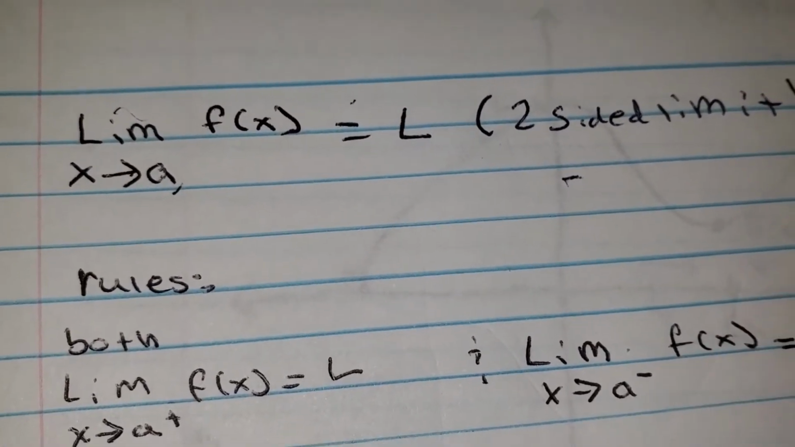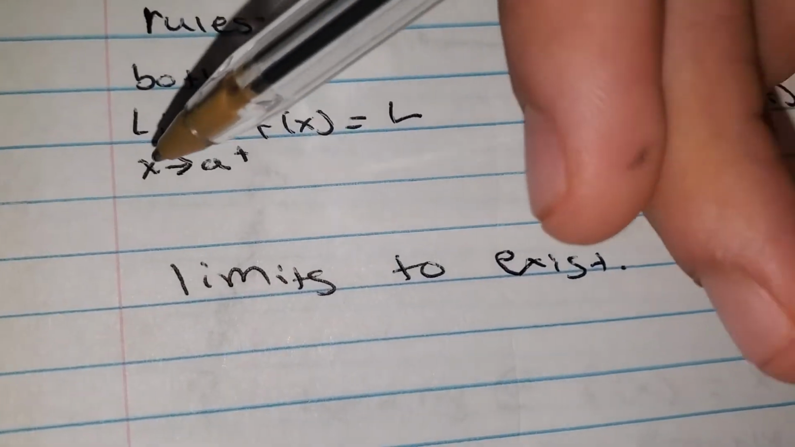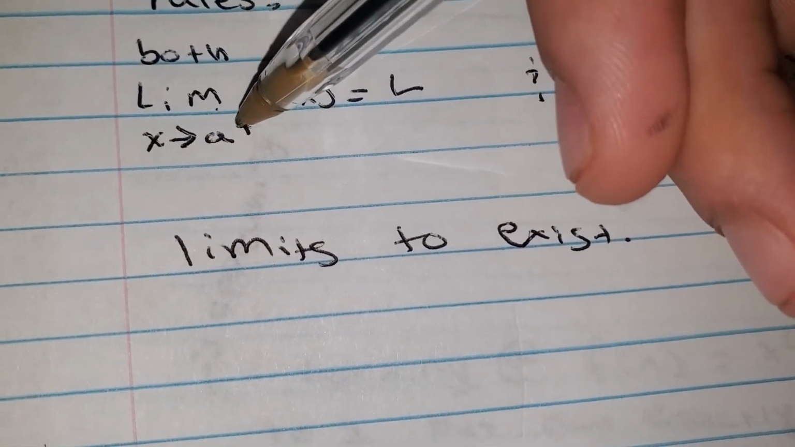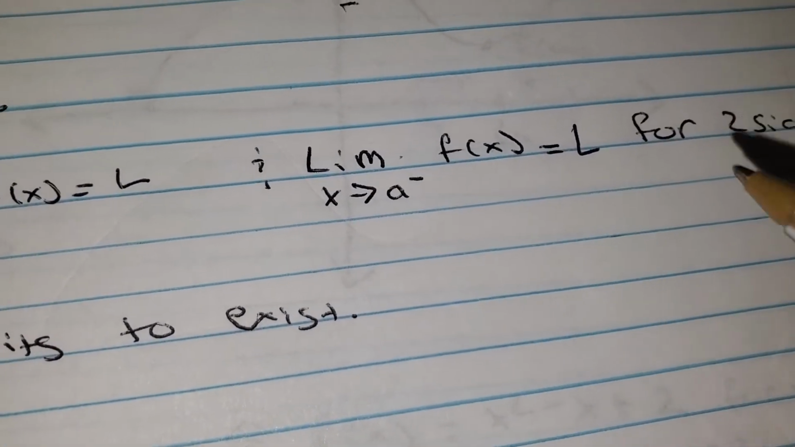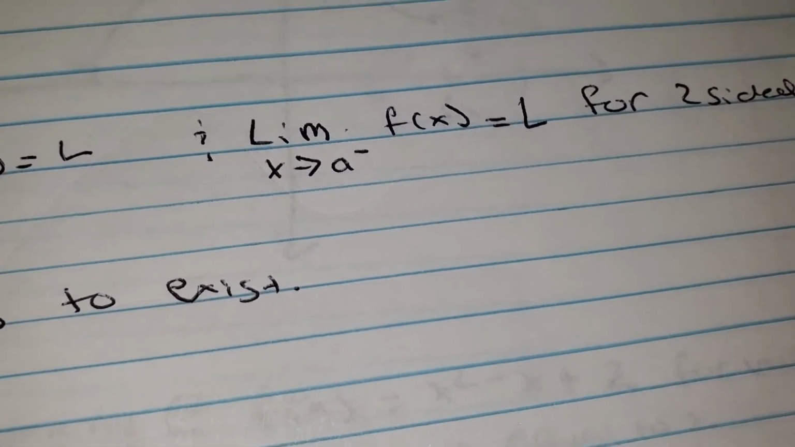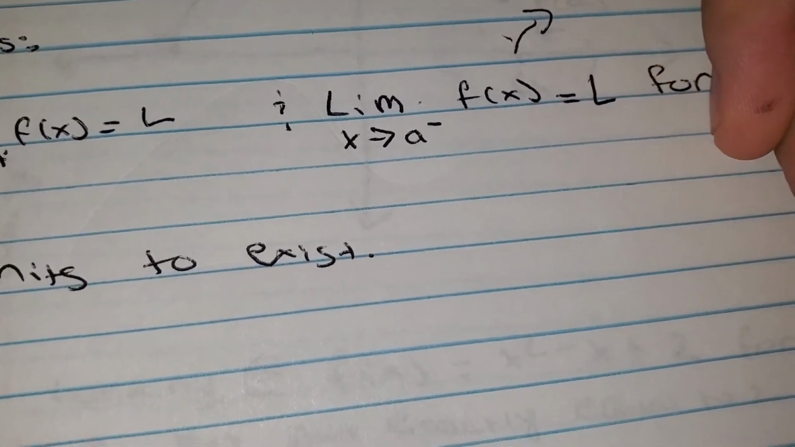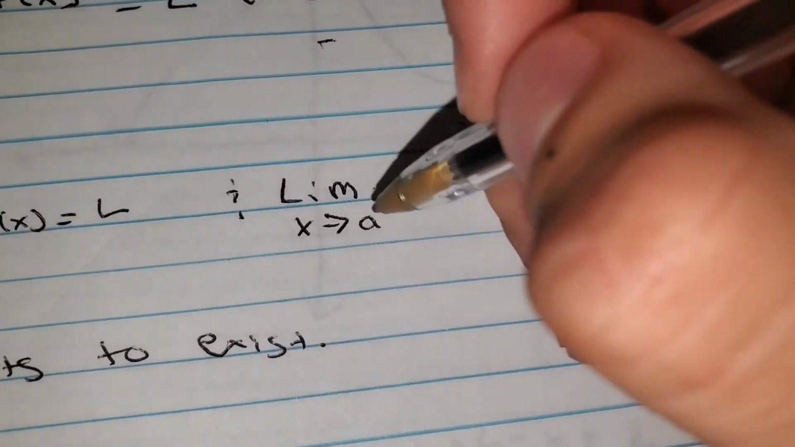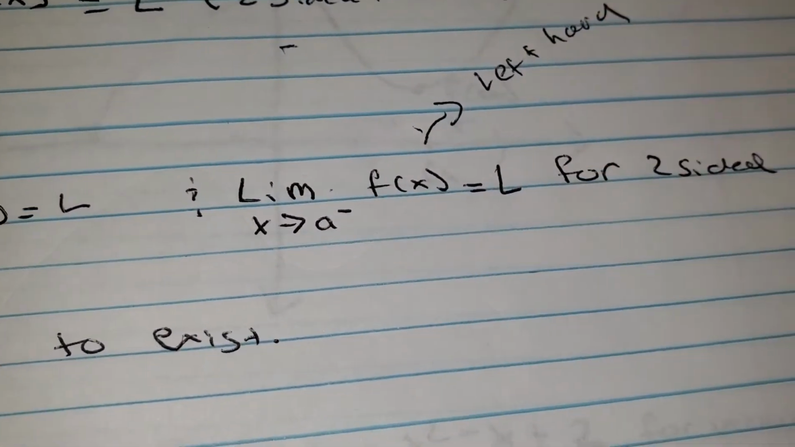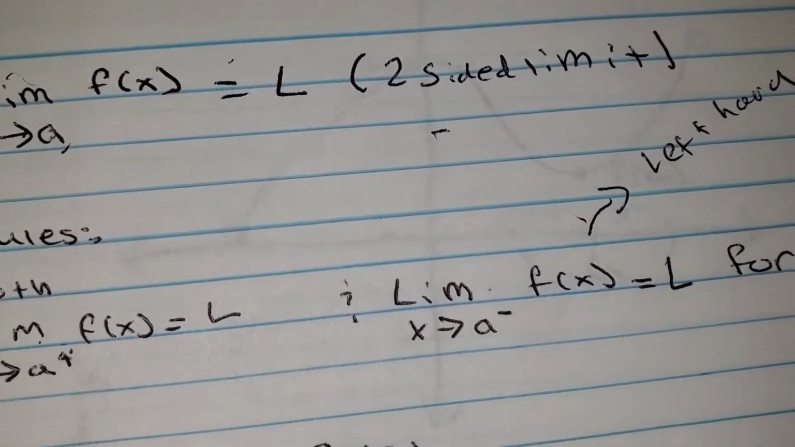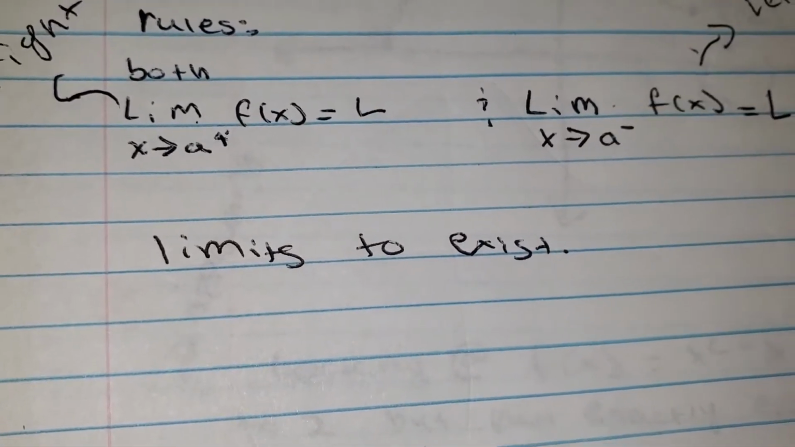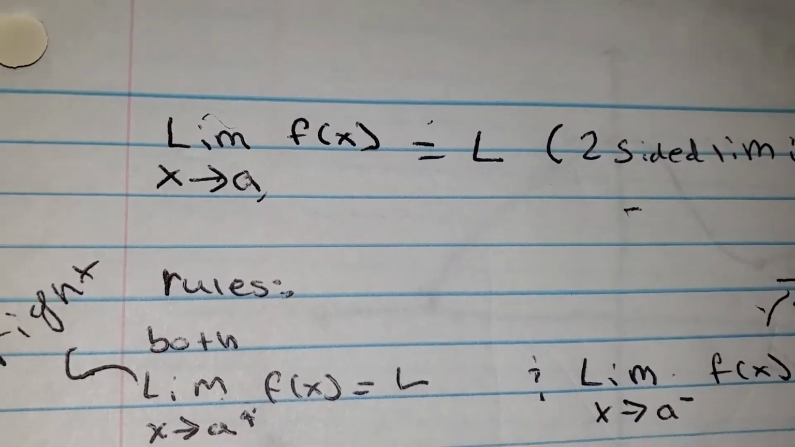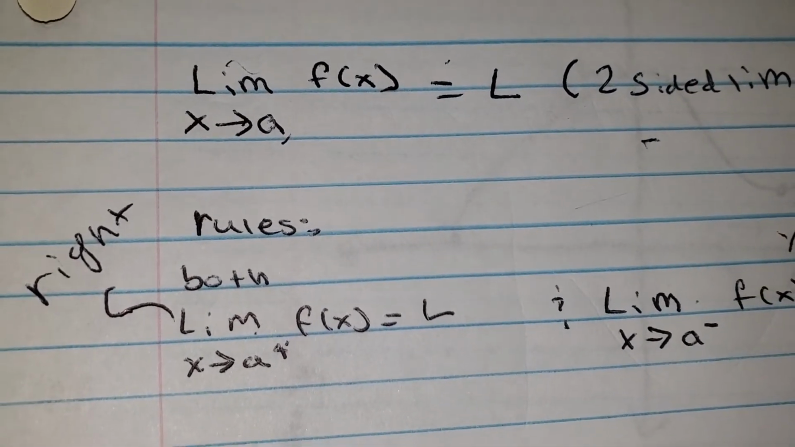Now we do have one-sided limits as well. If we have the limit as x approaches a with a plus sign, that means from the right. And this is the limit as x approaches a of f of x equal to L. With the minus sign, it's from the left, so this is the left-hand limit. Both the left-hand and right-hand limits need to be equal for the actual two-sided limit to exist.